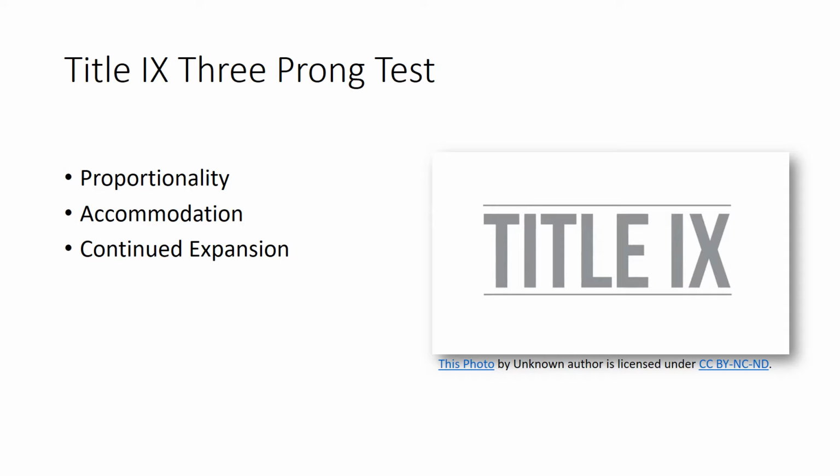Accommodation refers to, again, the same in the previous slide, that if you have a group of female student athletes that have ability, that have desire to participate in a varsity sport, and you are out of compliance, then you need to provide or accommodate them. And you can do that with continued expansion, which is basically adding teams.